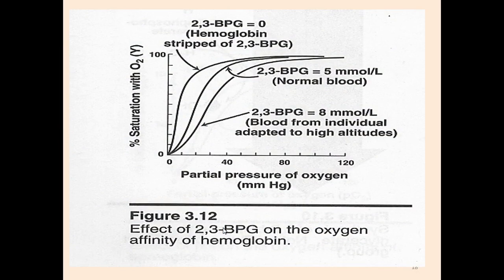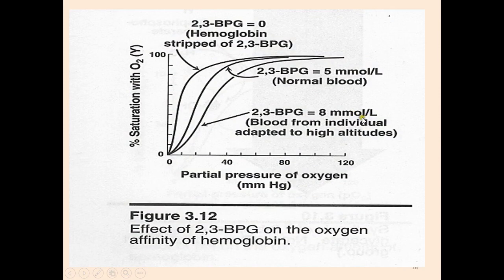Here in the graph you see that if you increase the concentration of 2,3-bisphosphoglycerate from 5 millimole per liter to 8 millimole per liter, the oxygen dissociation curve shifts towards the right.